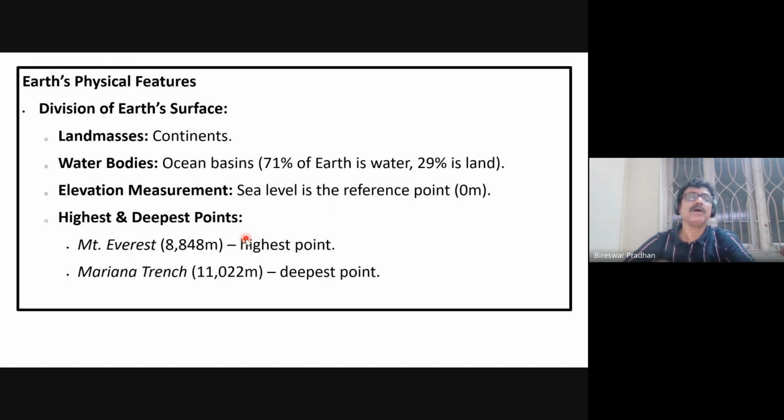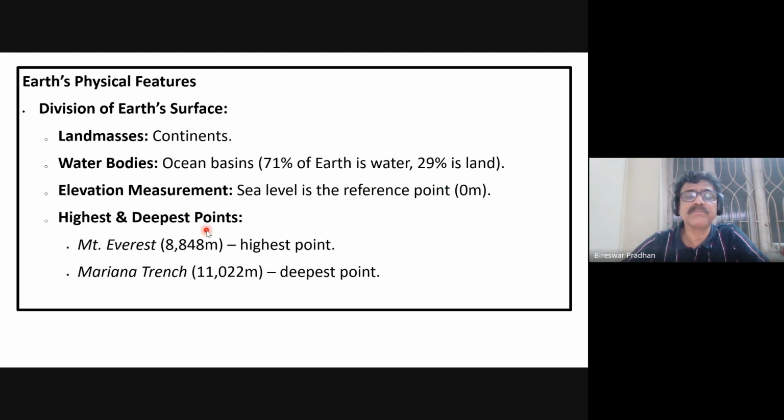Now, Earth's physical features. What is the division of the Earth's surface? First, if we talk about the Earth's surface, there are land masses, and land masses are divided into continents. After that, water bodies, the oceans: basically 71% of the Earth is water and 29% is land. That means water is more than land; it is about three-fourths, and one-fourth is land.